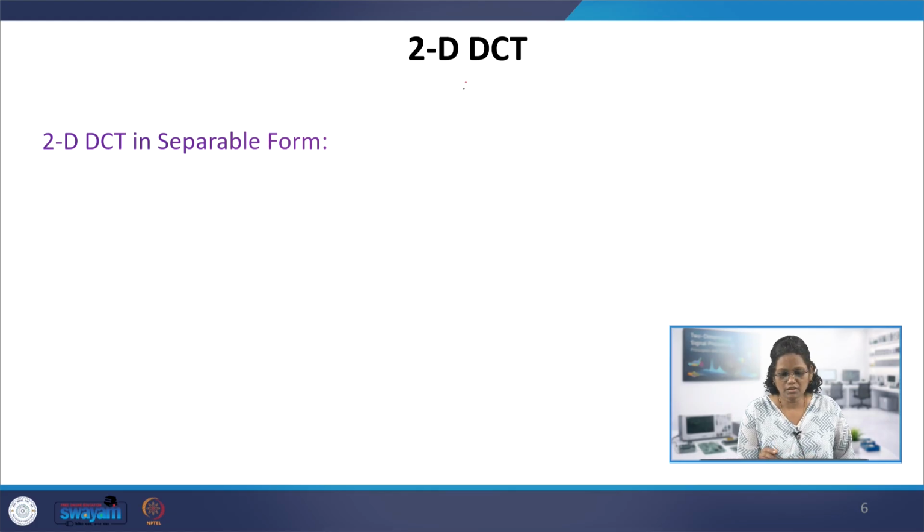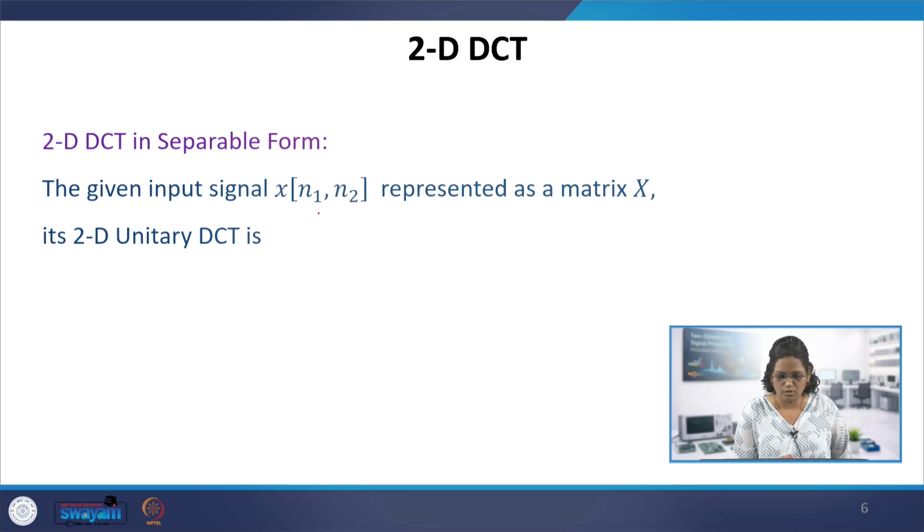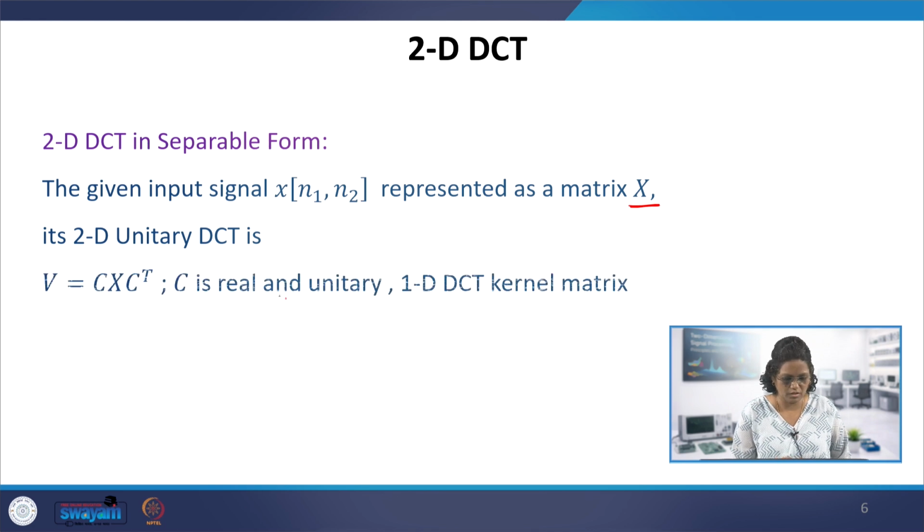Similarly, considering this 2D DCT in the separable form, we get X of n1, n2 and consider that in the matrix form X, and its 2D DCT is, similar to the case of the DFT, that unitary one, C X C transpose. This C is now the kernel matrix of the DCT. This kernel matrix comes from the basis function. So we can always take those values. How do we get this? This C matrix is real and unitary.